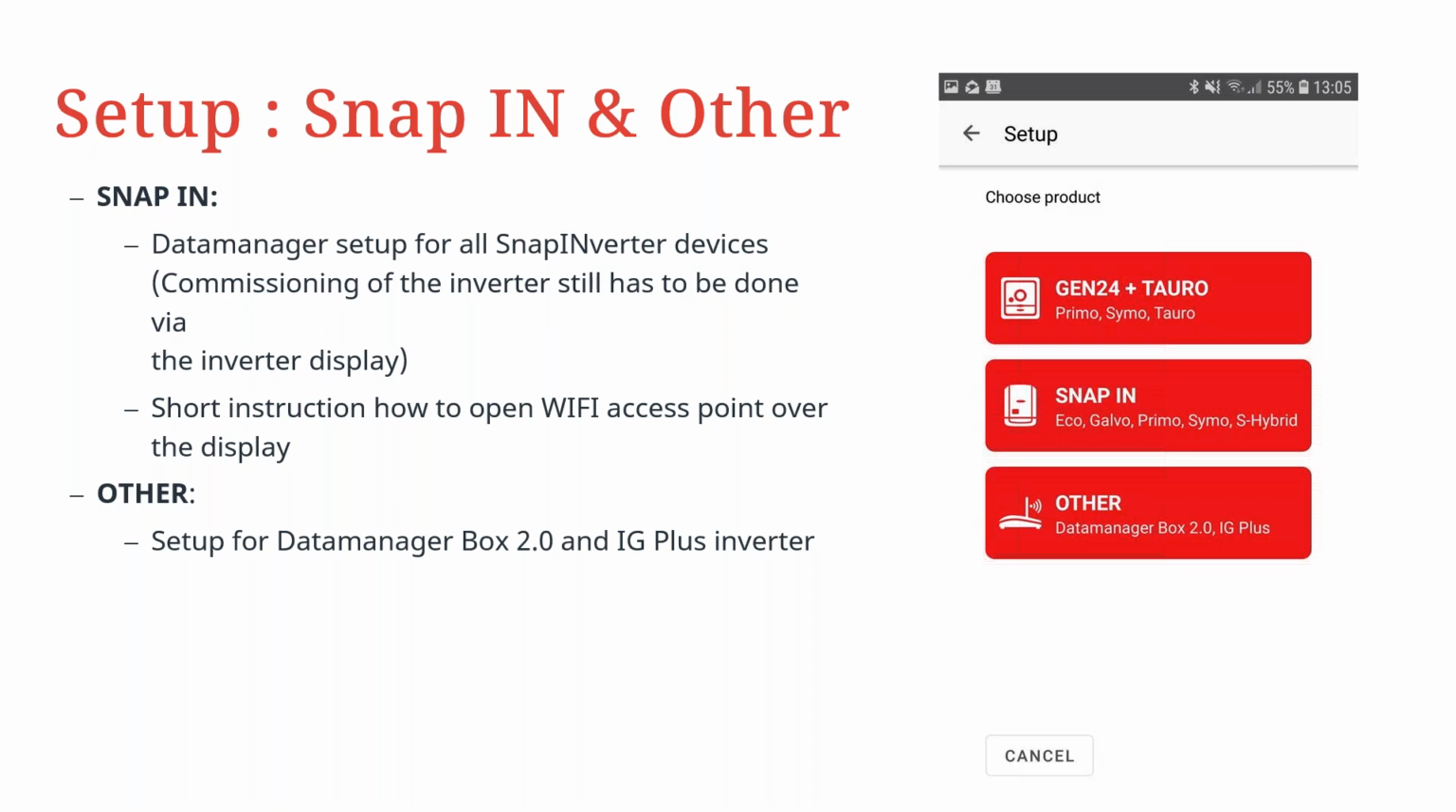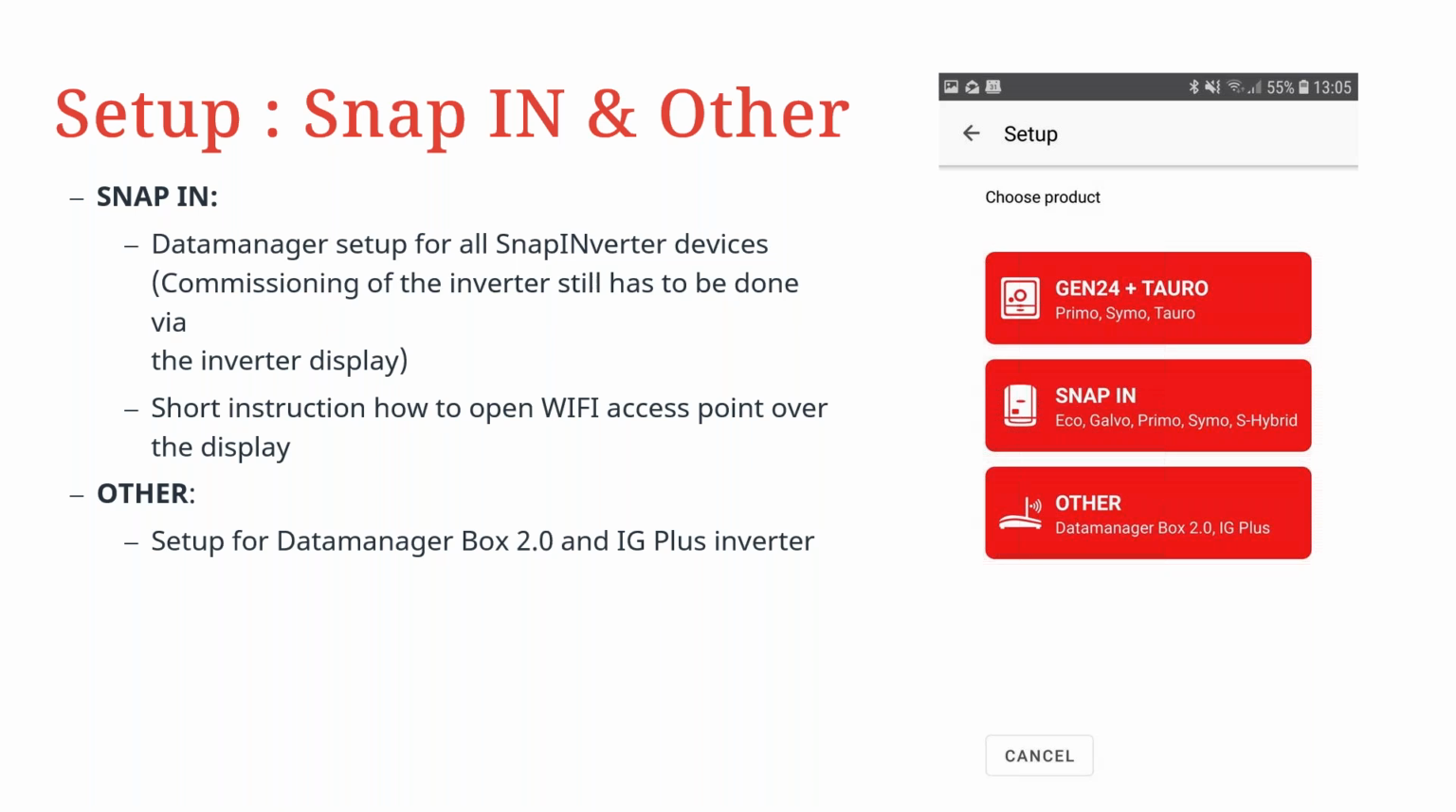So on the Snap inverter, we'll then do the data manager setup. This is again the commissioning of the inverters, which still has to be done via the inverter display or Servo card. There will be a short introduction on how to open the Wi-Fi access point over the display itself. You'll go into the inverter, then under Setup, Wi-Fi access point, and then enable that Wi-Fi access point on the Snap inverter itself.